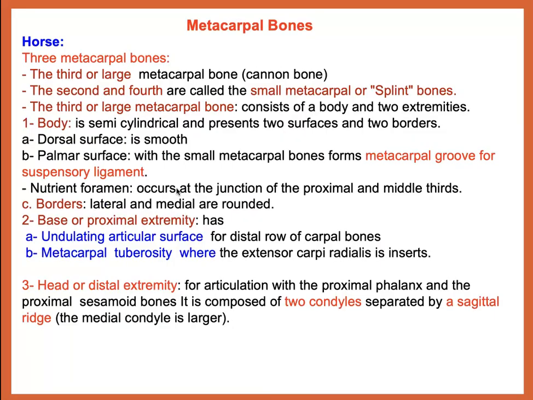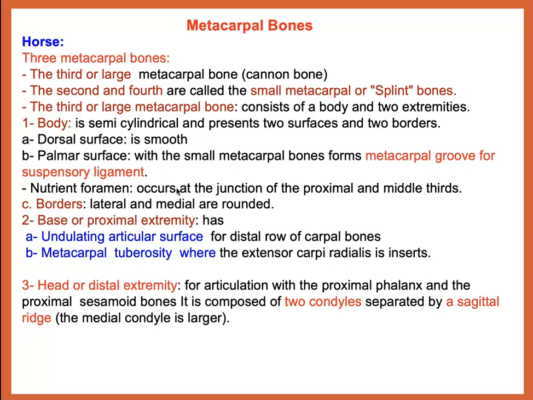Metacarpal bones. Metacarpal bones differ according to species. In case of the equine, we have 3 metacarpal bones: second, third, and fourth. The major one is the cannon bone, number 3, and the splint bones, the reduced bones, are number 2 and number 4. Usually the count starts from the medial aspect, so we can count from medial aspect 2, 3, and 4.